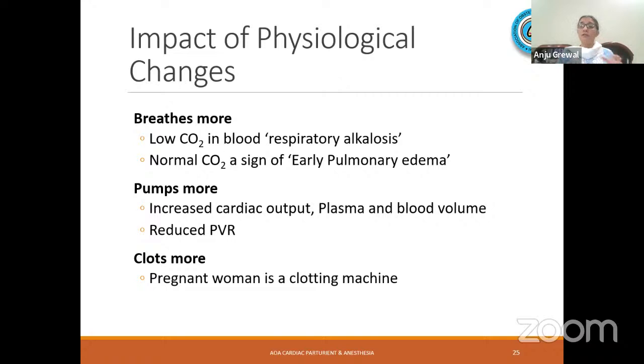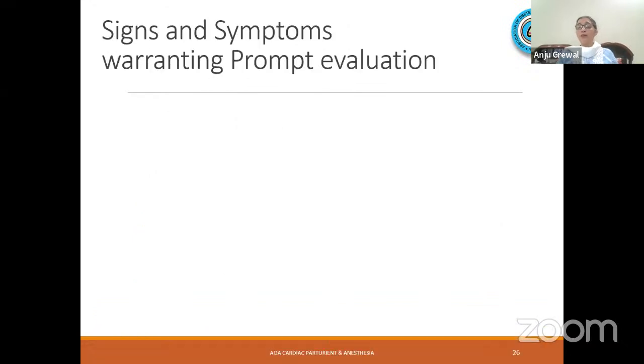And this is accompanied with a reduced afterload, that is a decrease in the systemic vascular resistance and the peripheral vascular resistance, as you would call. And of course, these mothers are thrombogenic, and therefore they clot more. But what we need to understand is that a pregnant mother who does not have a cardiovascular disease might be breathless, might have fatigue.